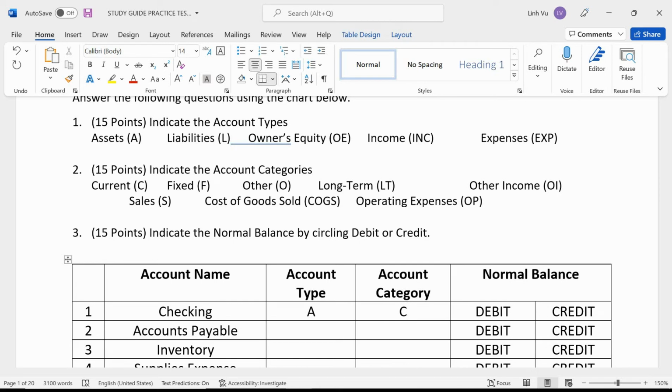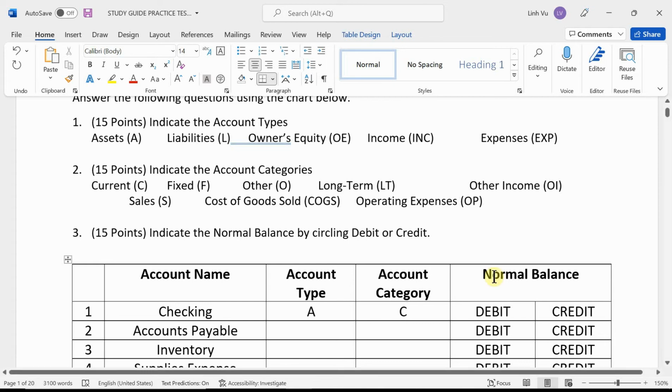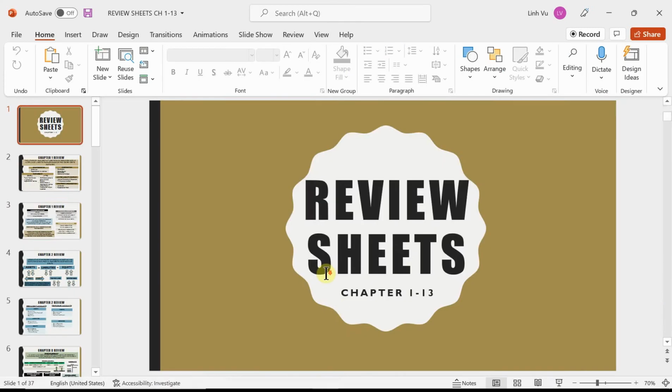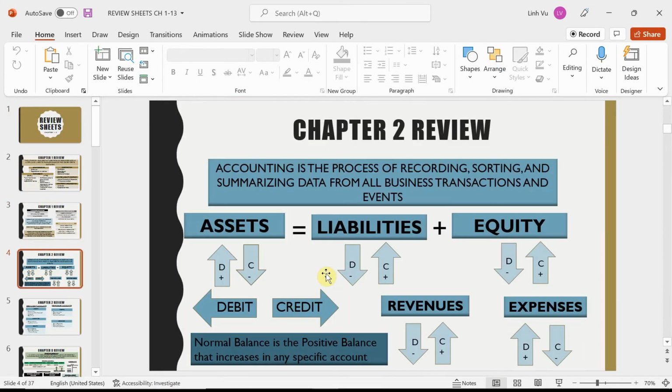And what kind of normal balance would typically increase this account? So this is where the accounting model comes into play. Let's take a look at the accounting model. The normal balance is the positive side, which each account increases on. So in this case, assets. What increases assets? Debits. Good.